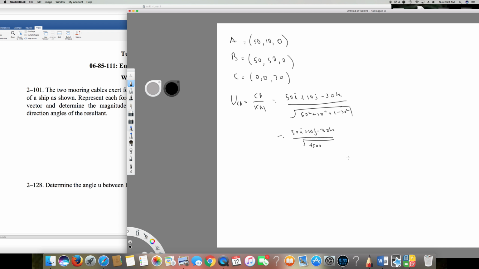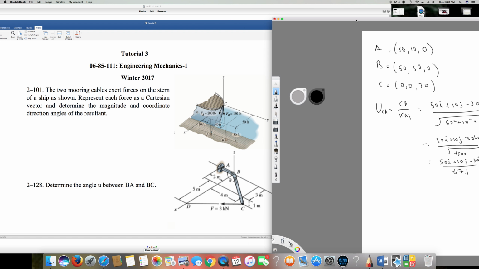So if I take the square root of 4500, let's see what I get. The square root of 4500 is equal to 67.08. So each of them is divided by 67.1: 50I plus 10J minus 30K over 67.1. So this is my unit vector for UCA. Now I can directly calculate the force from this one.